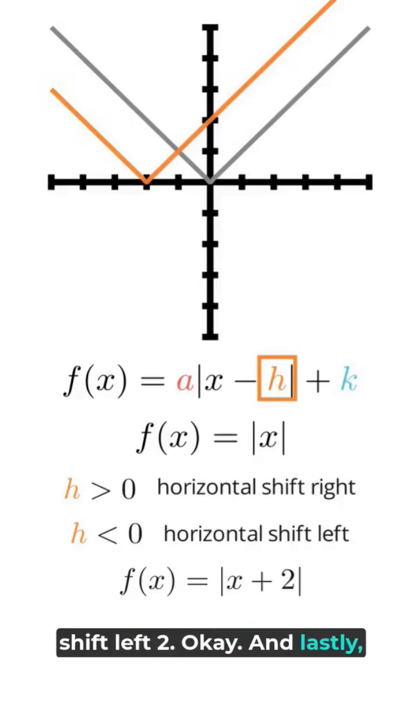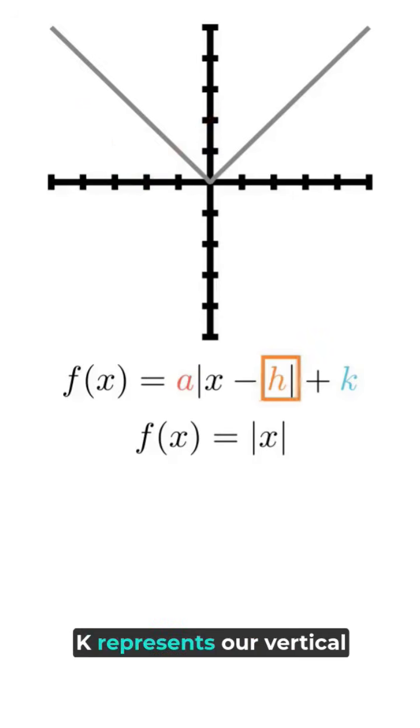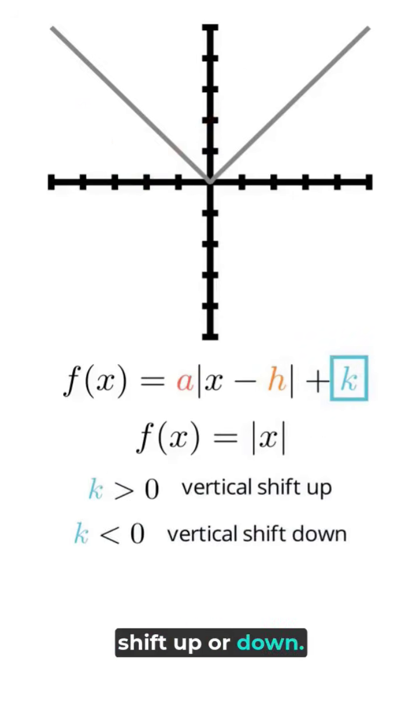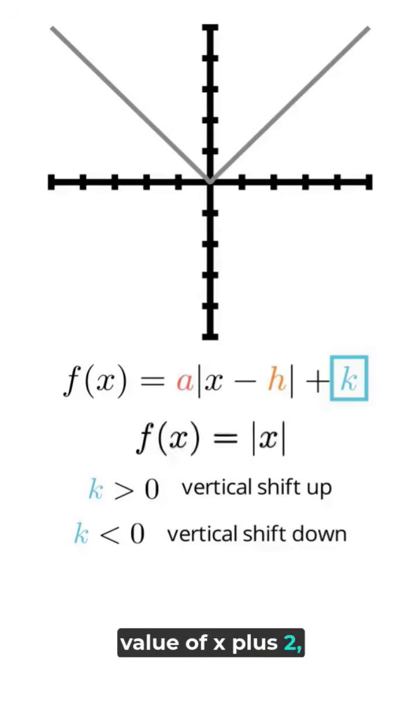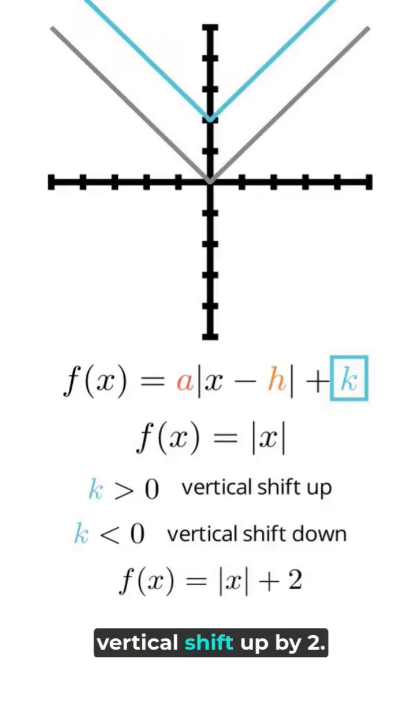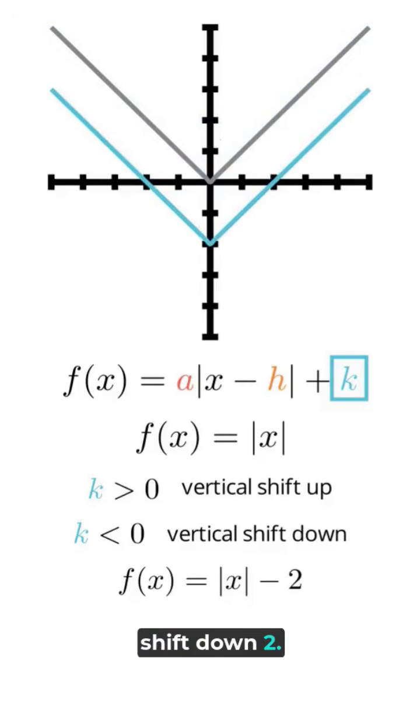Okay, and lastly we have our k. k represents our vertical shift up or down, and luckily k is not deceiving like our horizontal shift. So if you had |x| + 2, this will translate to a vertical shift up by 2, and if you had |x| - 2, this would be a vertical shift down 2. And those are all the transformations.